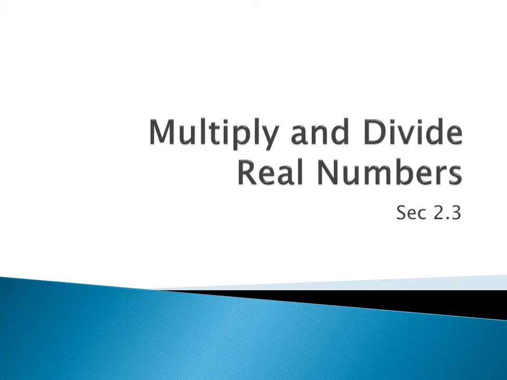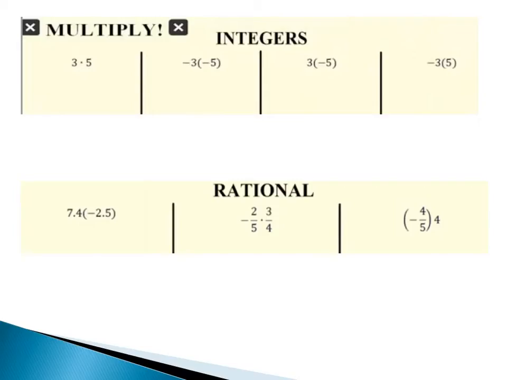Big Dog here working on section 2.3, multiplying and dividing real numbers. Let's get right into it. Alright, so let's go ahead and multiply some integers, and we're going to work with some rational numbers. First of all, we have 3 times 5. Some of these, again, should be real easy to get through. What's 3 times 5? Heck, that's 15.